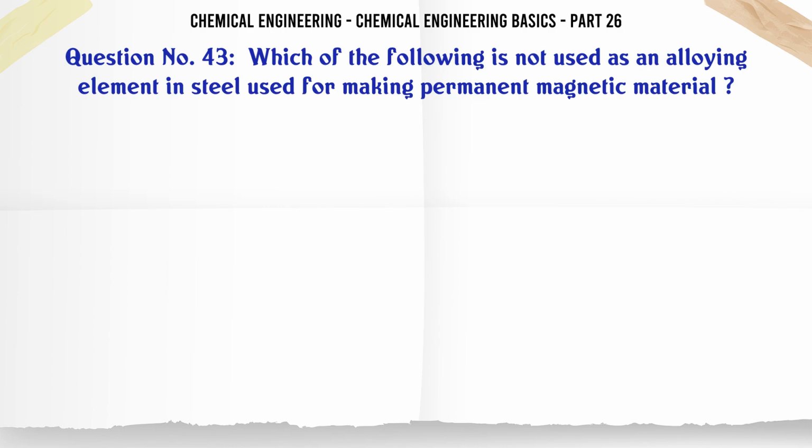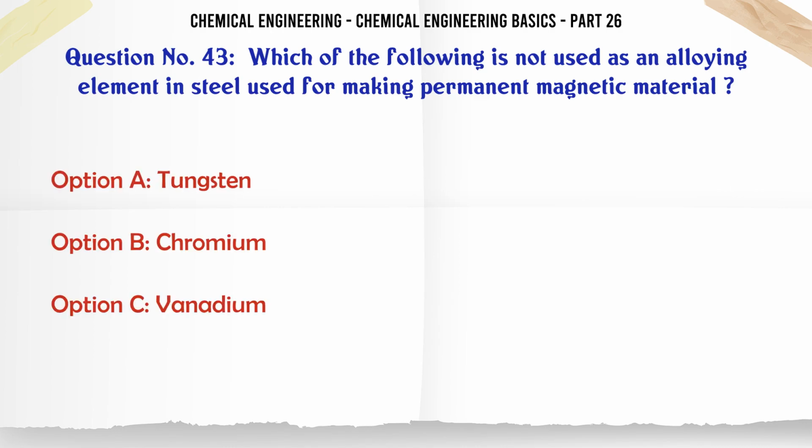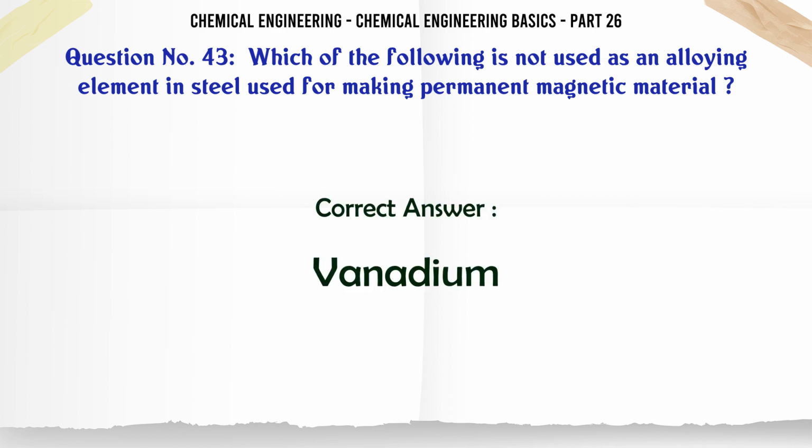Which of the following is not used as an alloying element in steel used for making permanent magnetic material? A. Tungsten. B. Chromium. C. Vanadium. D. Cobalt. The correct answer is vanadium.